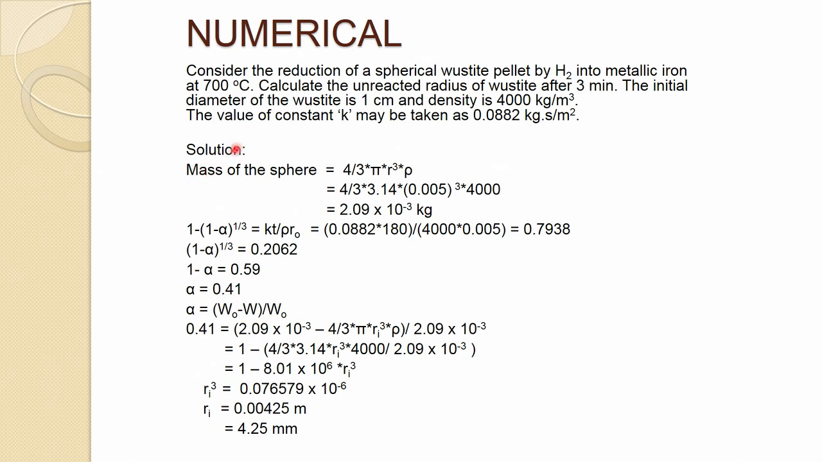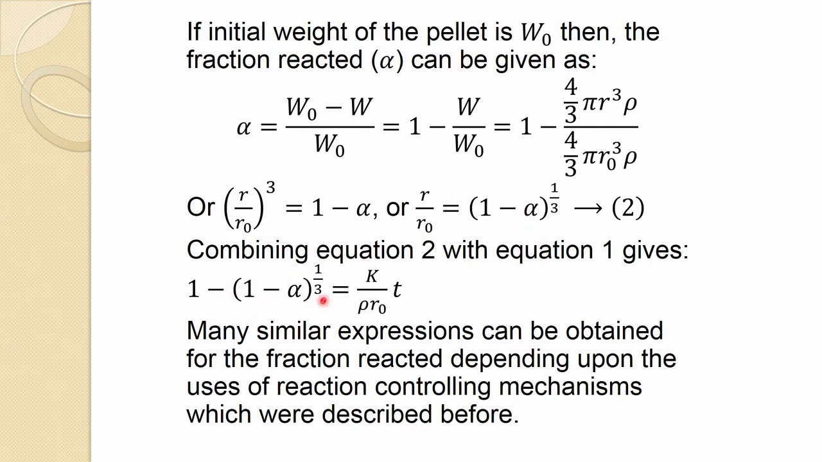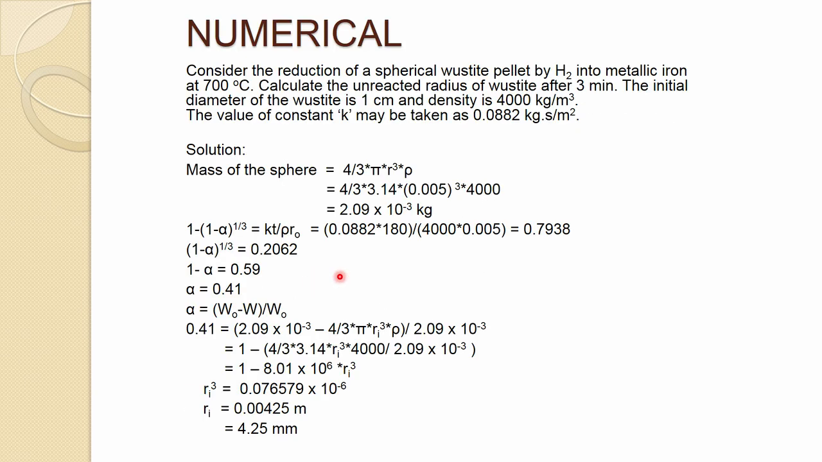So, what do we need? We first need the fraction reacted. First, the mass of this sphere we know: 4 by 3 pi r cube rho. The density is given, the radius is given. So, if we substitute these values, we get the mass of the pellet or sphere as 2.09 into 10 to the power minus 3 kg.